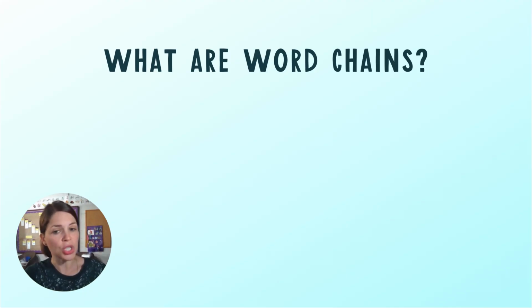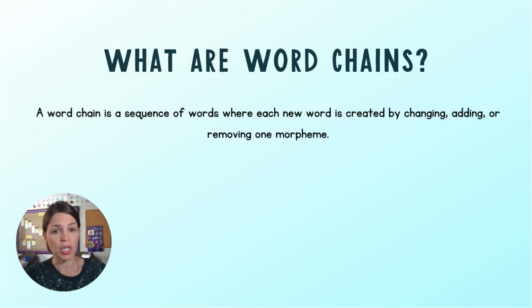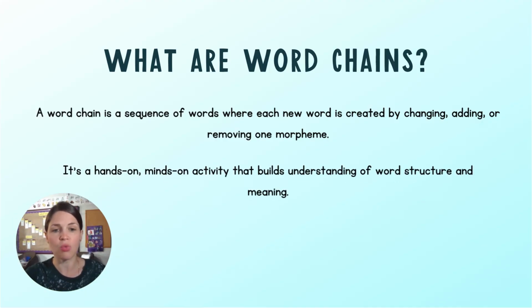With morphology, we're not changing phonemes, instead, we're changing morphemes. So, a word chain is a sequence of words where each new word is created by changing, adding, or removing one morpheme. And remember, a morpheme is the smallest meaningful unit of language. So technically, prefixes, suffixes, and bases are all morphemes. So when you do word chaining for morphology, this is a really hands-on, minds-on activity, and it's going to build a really deep understanding of word structure and meaning.